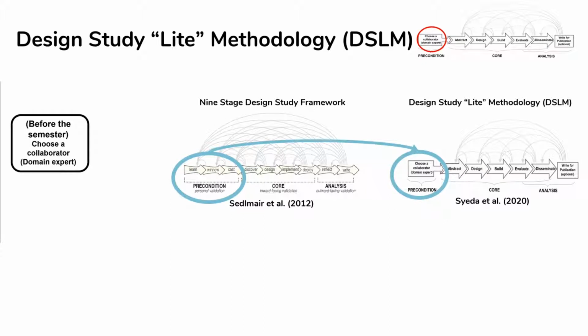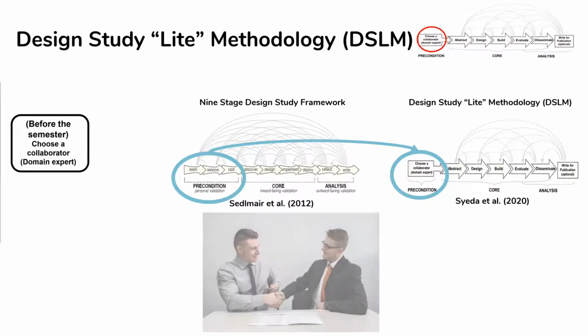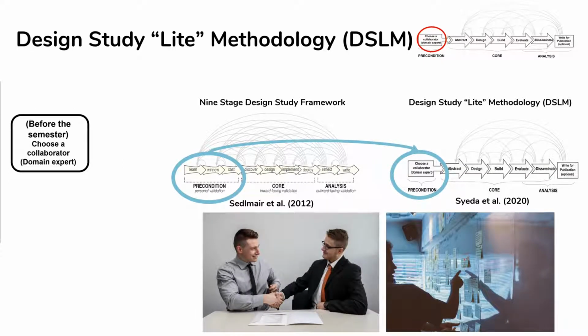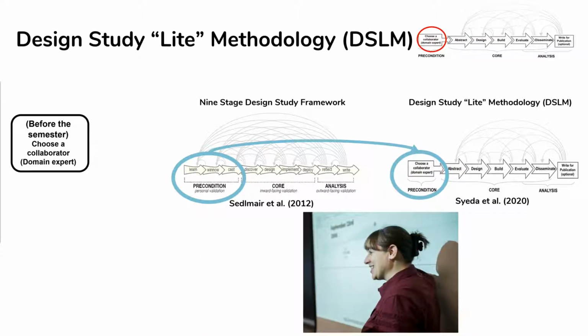In Sedlmair et al.'s framework, the precondition stage takes a couple of months or more in order for researchers to choose a collaborator through thorough winnowing. However, in DSLM, a community partner is chosen by the instructor of the course through their own connections or through the support of a service learning facility within the institution. We advocate for using a service learning facility as it simplifies the process of identifying the partners.